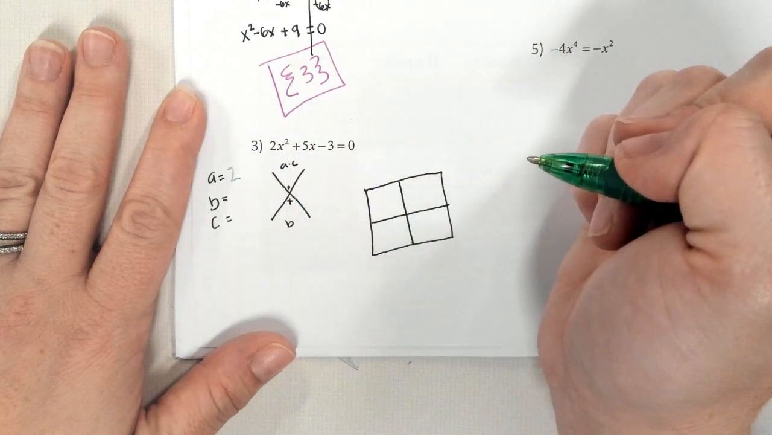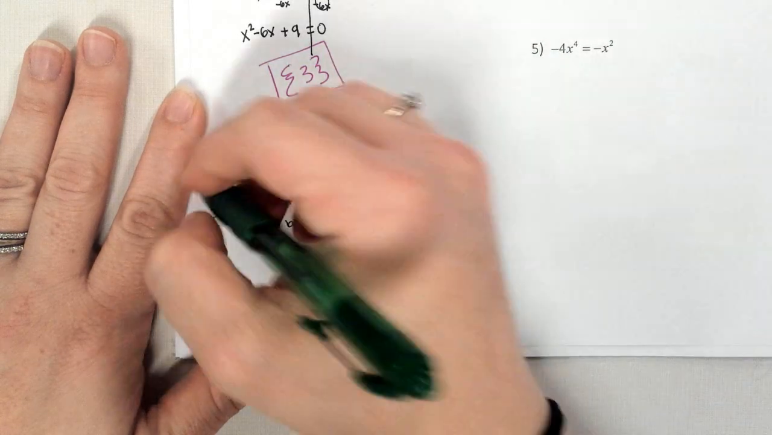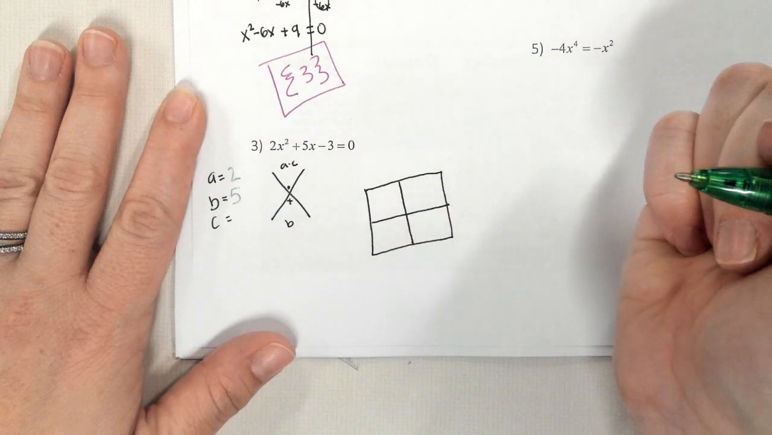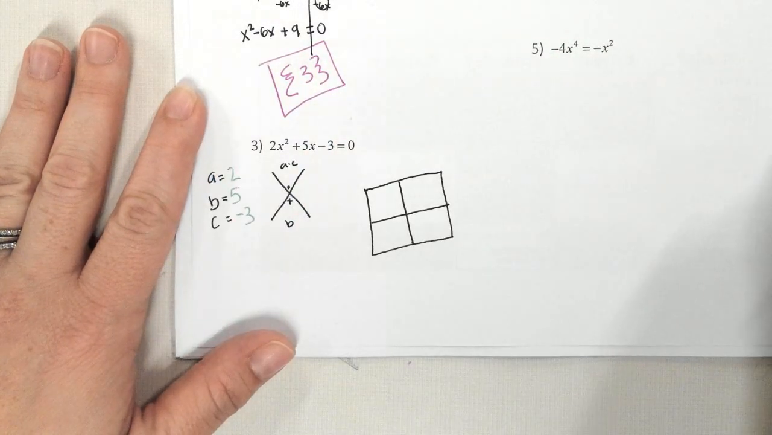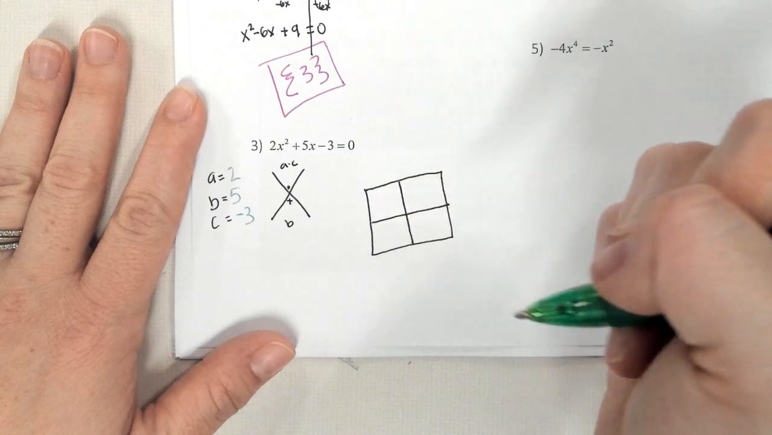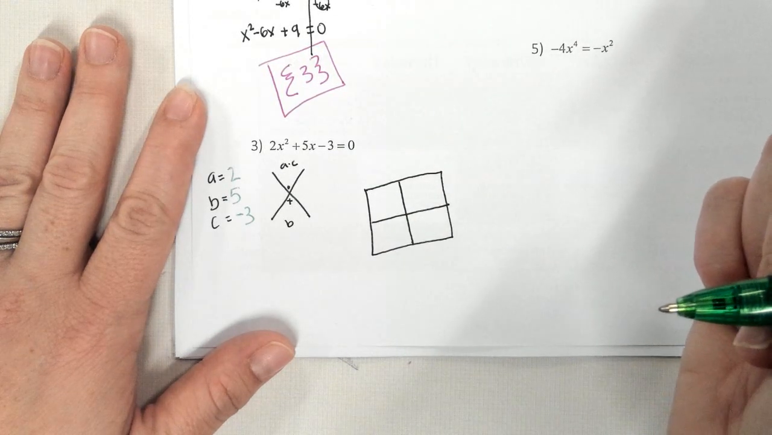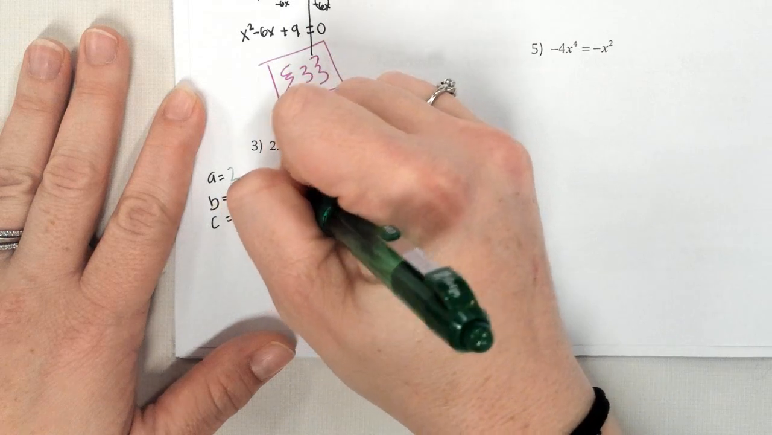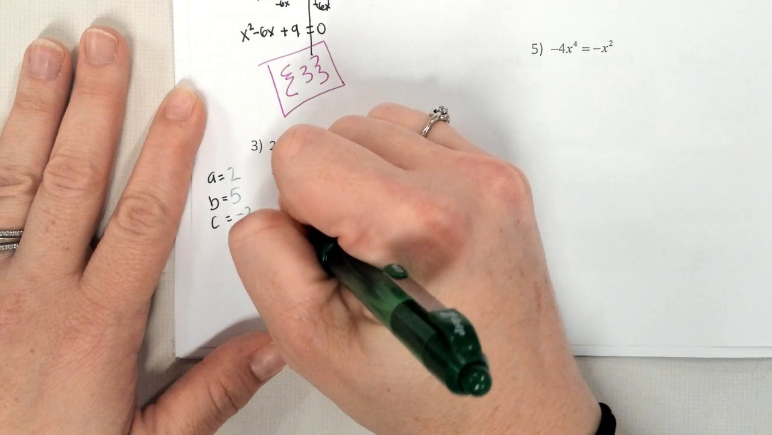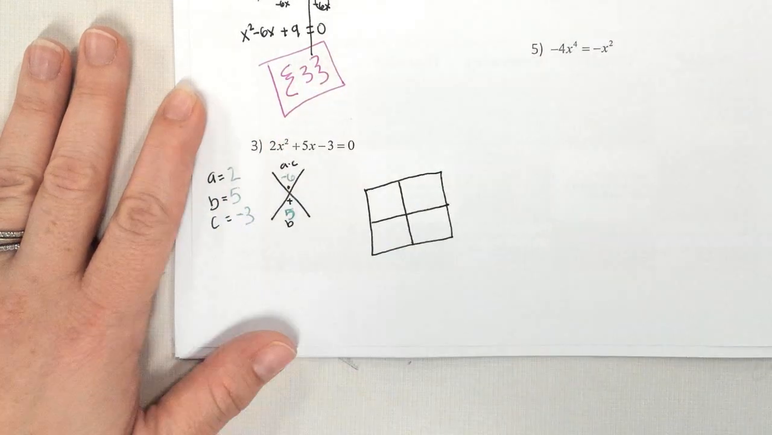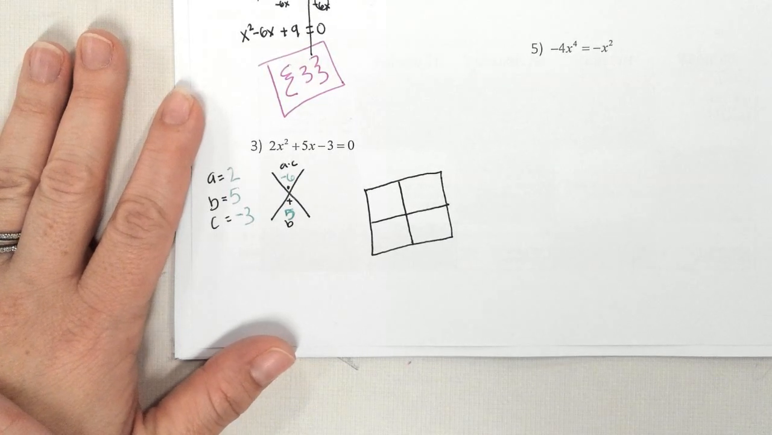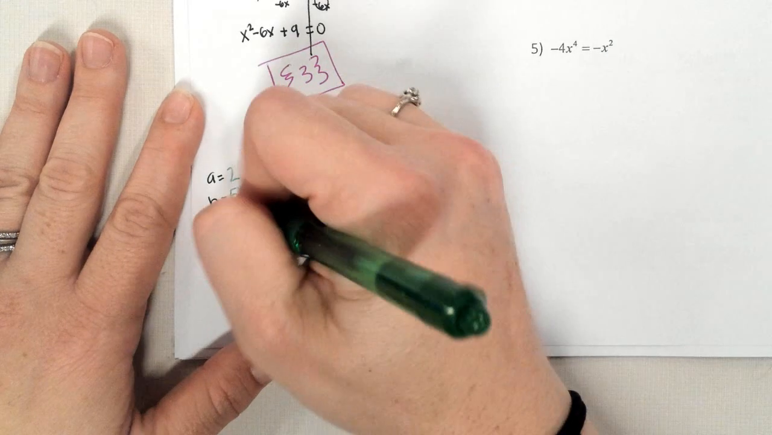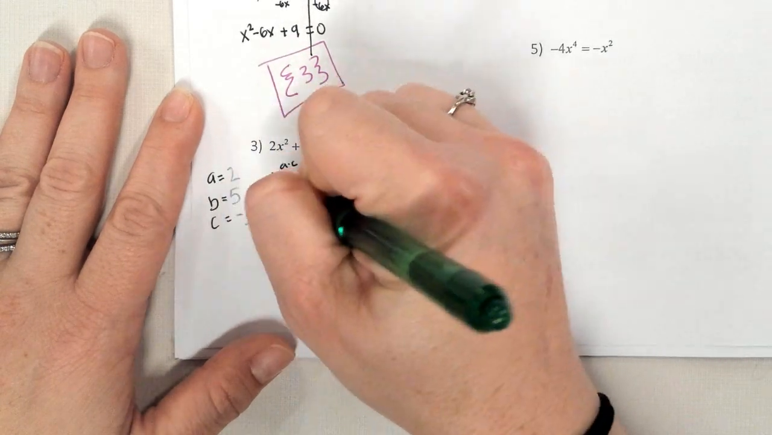B. 5. And C. -3. Okay, and then what's A times C? -6. And B is 5. So what multiplies to give you -6 but adds to give you 5? 6, -1. Yep, positive 6, -1.